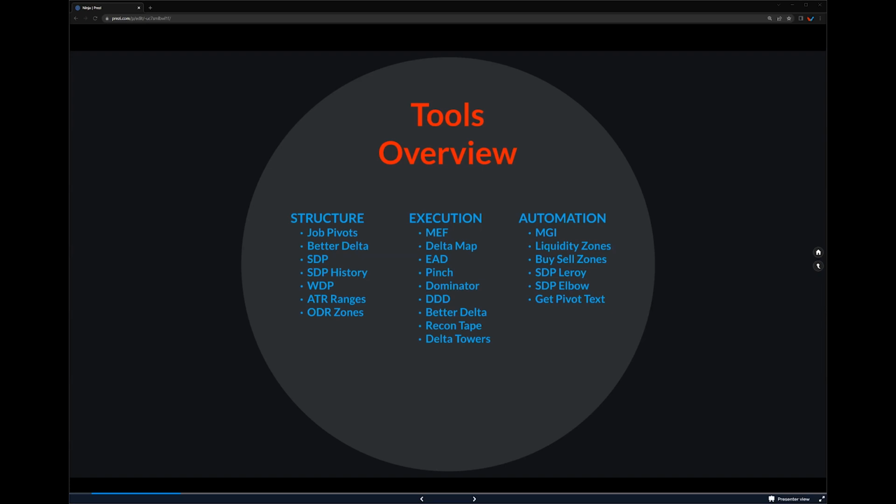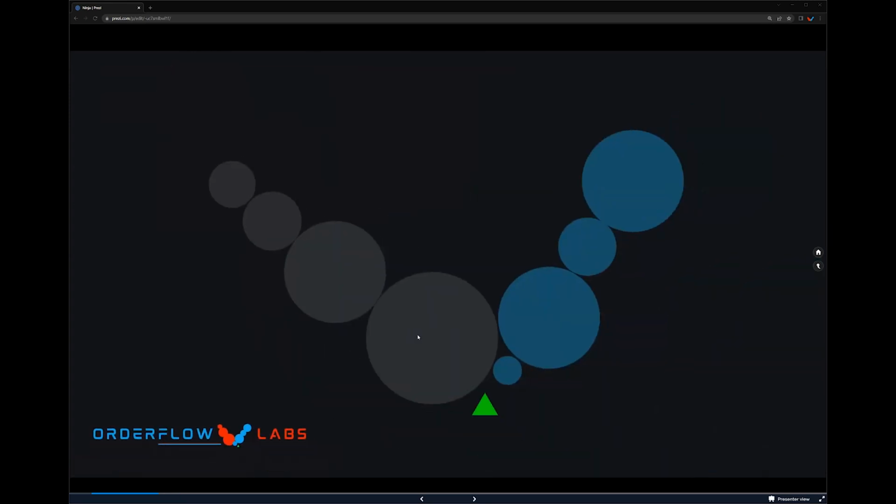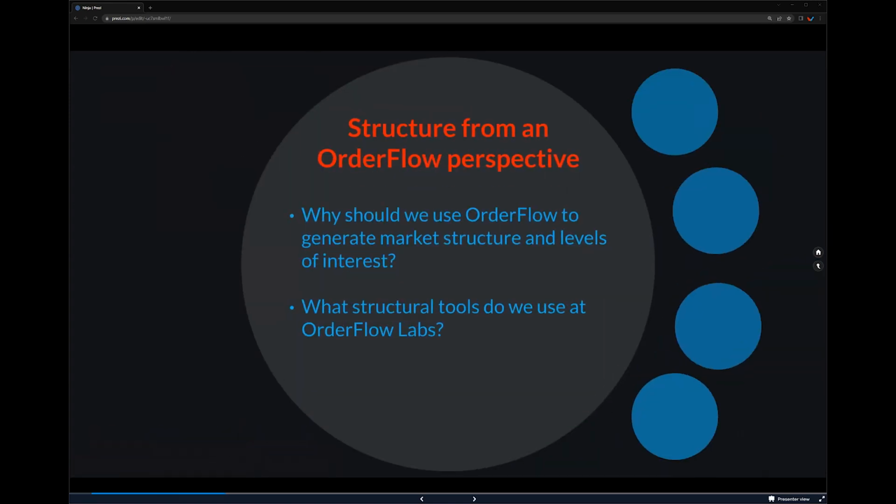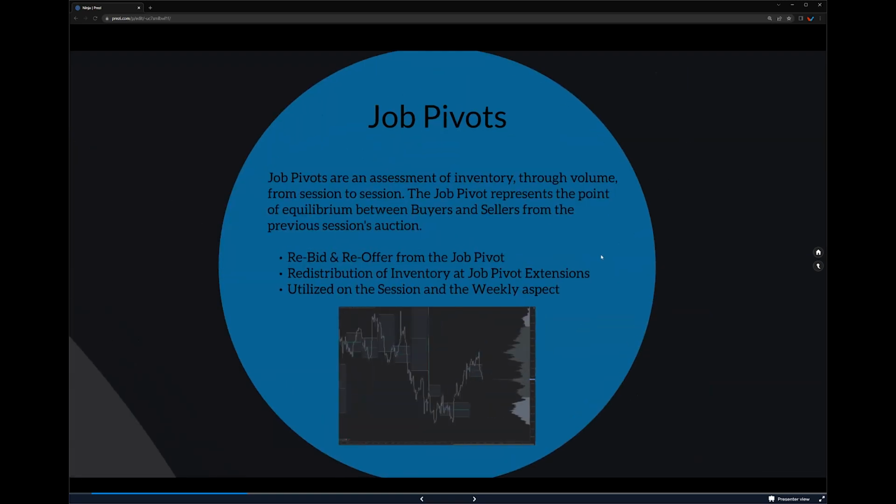But structure precedes execution, and so as any trader would say, you have to come into a key structural component in order to then look at your quicker time frames like execution components. And we'll hit the execution components, but let's step into the structure aspect of this. And what structural tools do we use at OrderFlow Labs? Well, my first and favorite that I use primarily is the Job pivots.